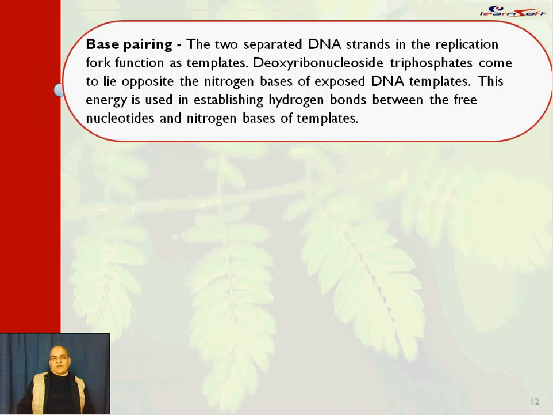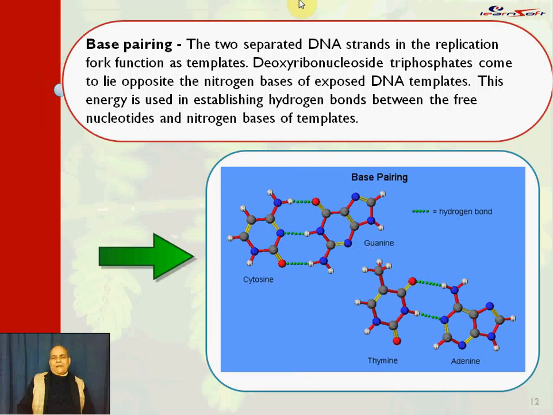Base pairing. The two separated DNA strands in the replication fork function as templates. Deoxyribonucleotide triphosphates come to lie opposite to the nitrogen bases of the exposed DNA templates. This energy is used in establishing hydrogen bonds between the free nucleotides and nitrogen bases of the templates. Now you can see here how between guanine and cytosine you will have three hydrogen bonds, and between thymine and adenine you have two hydrogen bonds. That is how the base pairing takes place.